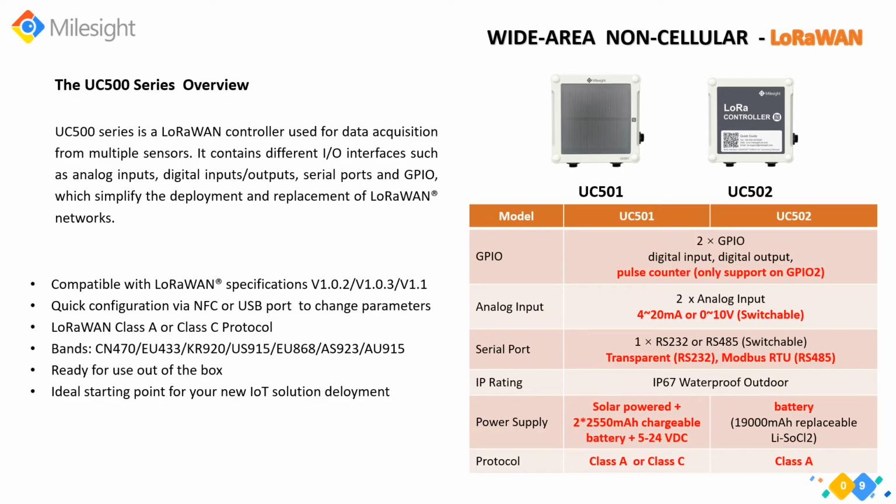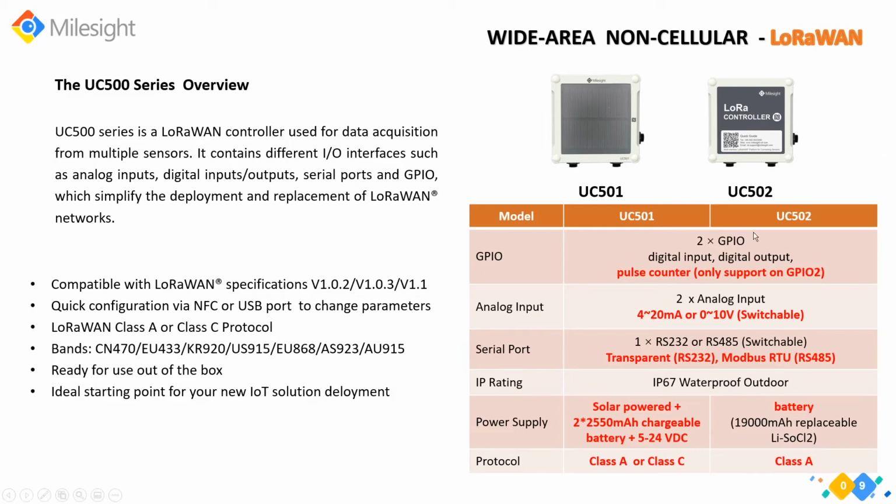Well, next is our UC500 series. This is our new version, upgraded from the previous UC11N1. If you are visiting our new website right now, you can find these 2 models. They are also LoRaWAN based, long range, low power. But what's the difference? First, it contains different I/O interfaces, such as the analog input, serial port, and GPIO interfaces.